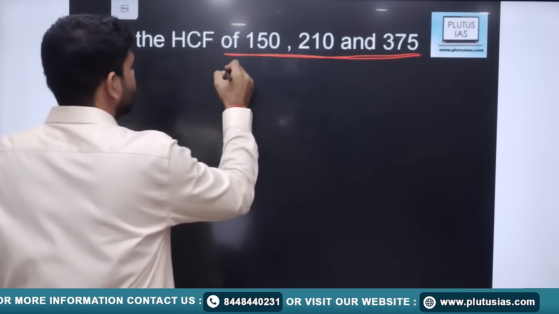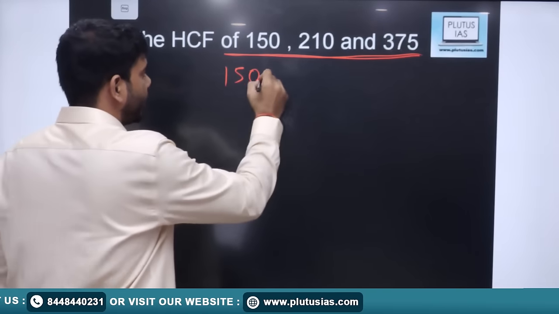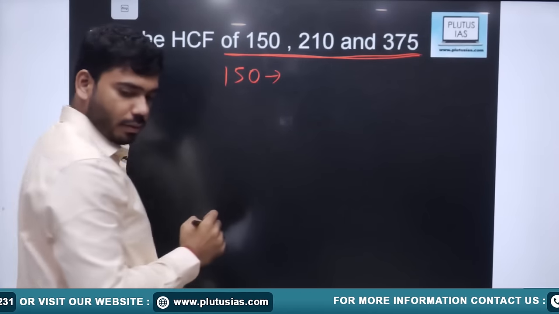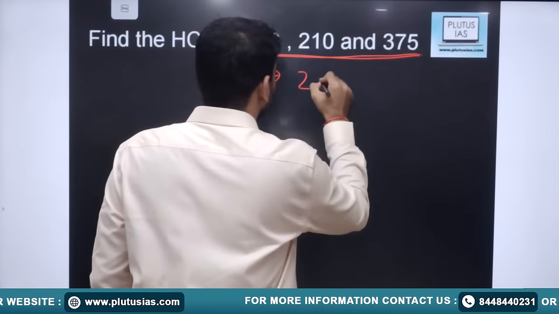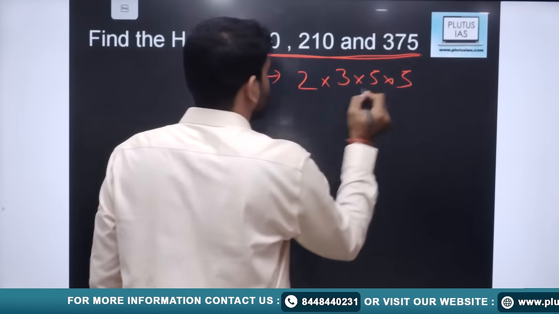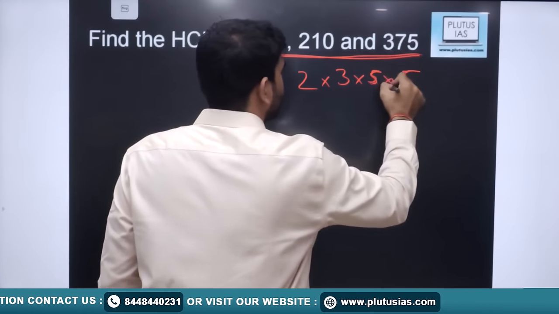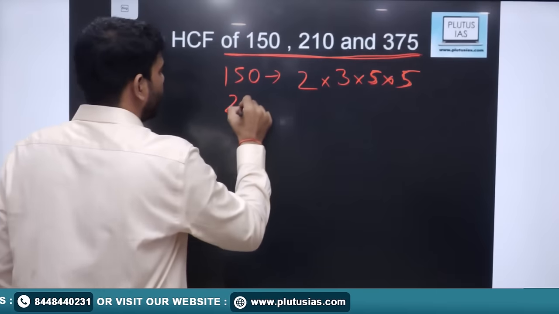So our question is this. We need to find the HCF of three numbers. We will start with prime factorization. In 150, the prime factors are 2 into 3 into 5 into 5, right? This is the prime factorization of 150.